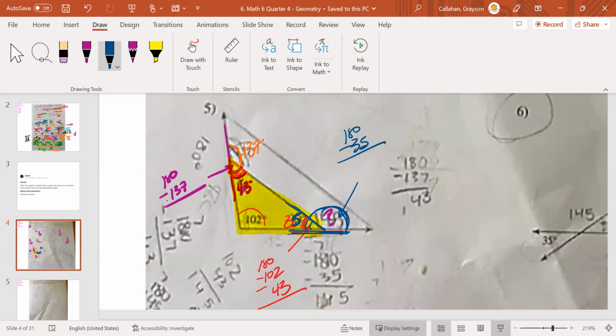That would be really difficult for you to write down the answer if you don't understand what it is that we're doing. This angle is 145.